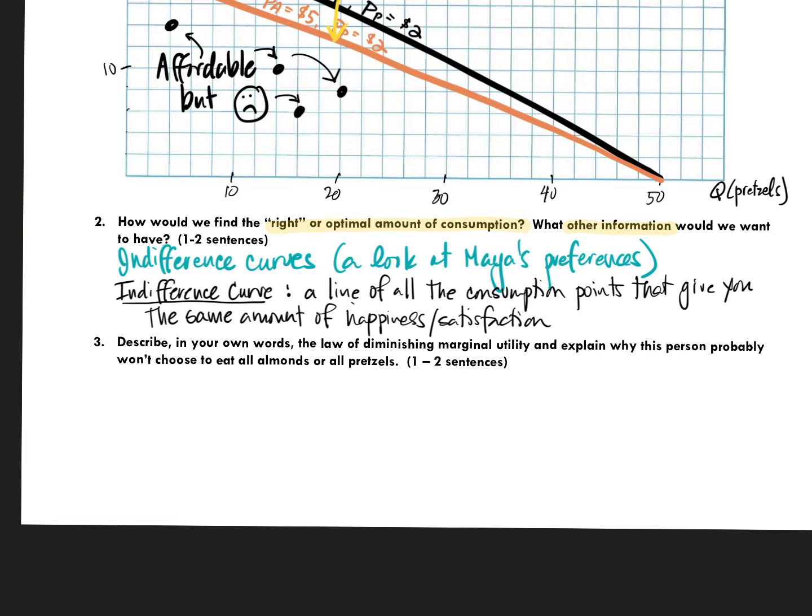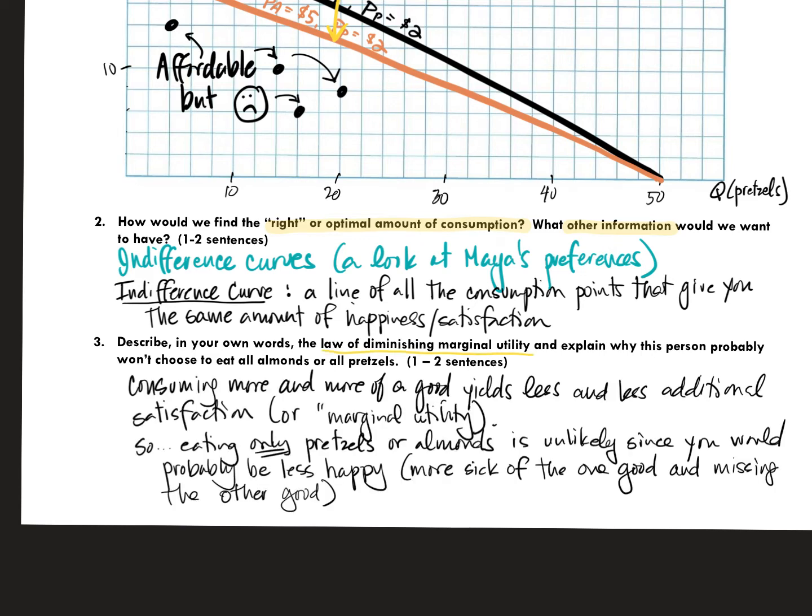For instance, if you're equally happy with 4 pretzels and 8 almonds, or 8 pretzels and 4 almonds, those would be 2 points on one of your indifference curves. But that's probably not going to happen because of this thing called the law of diminishing marginal utility. Stated in a couple of different ways, it means consuming more and more of a good yields less and less additional satisfaction, also known as marginal utility.